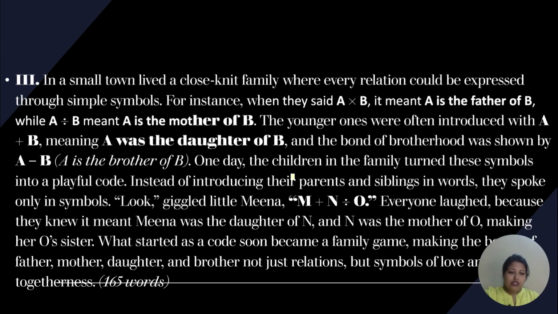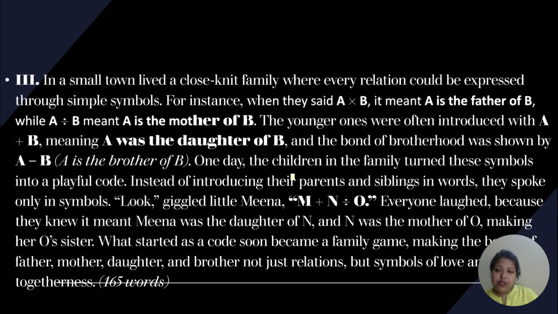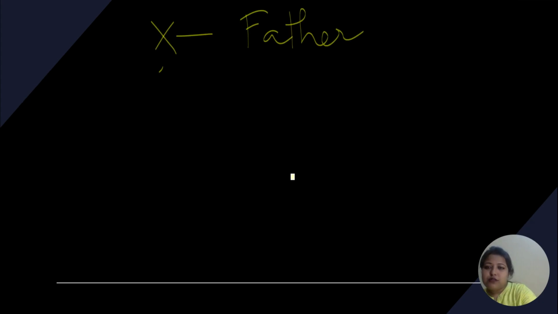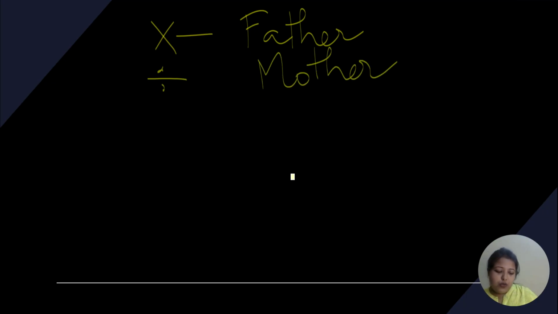the first thing you should do is write down the relationship somewhere. Over here it is said that A into B means A is the father of B. That means multiplication means father. Then A divided by B means A is the mother of B. So division means mother. You will get a rough copy in the exam hall and you can write it down.